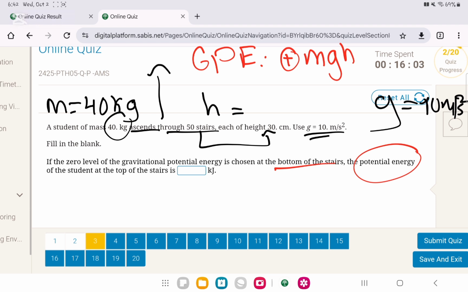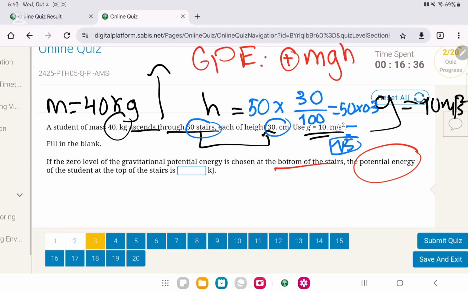So we have M, we have G. What about the H? Where do we find the H? We're gonna simply do 50 stairs times the height, which is 30 centimeters. Remember, the height is always in meters, so it's gonna be 50 stairs times 30 centimeters over 100 centimeters, because we need to change 30 centimeters into meters. So it's gonna be 50 times 0.3, and on the calculator it is 15.